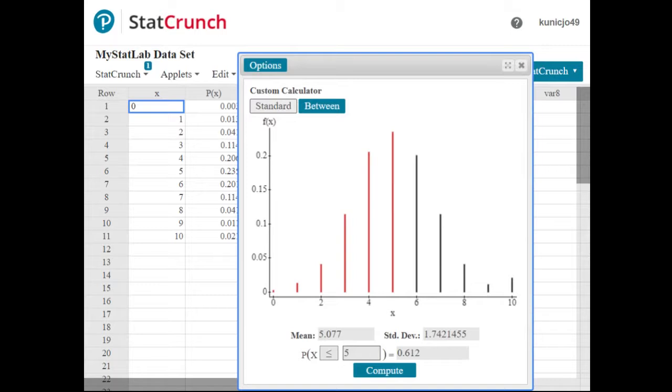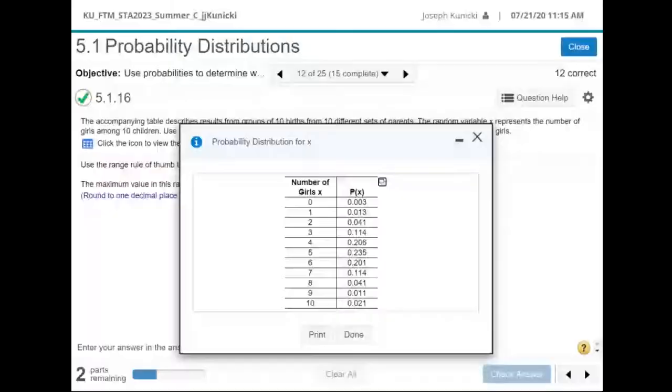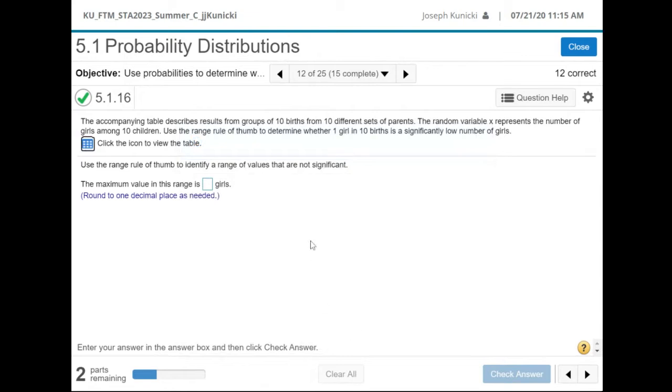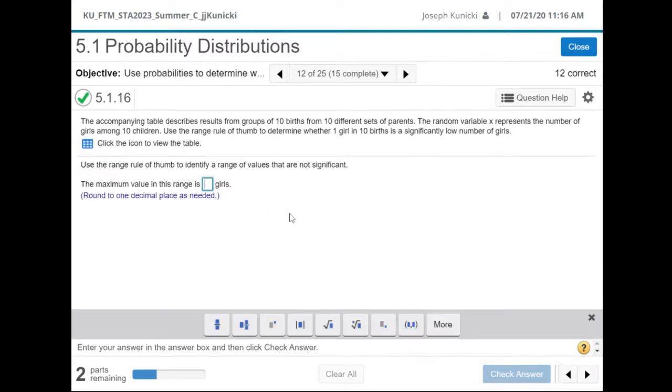So now I can go back and answer the questions, right? So let me go back to the problem. And the first question is, I'm going to close, well, wait till it pops up. So there it is. I'm going to close the probability distribution because I don't need it anymore. So done. It says use the range rule of thumb. Okay. To identify the values that are not significant. The maximum value in this range is 8 girls because it runs from 2 to 8. So that's the maximum. Wait a minute.